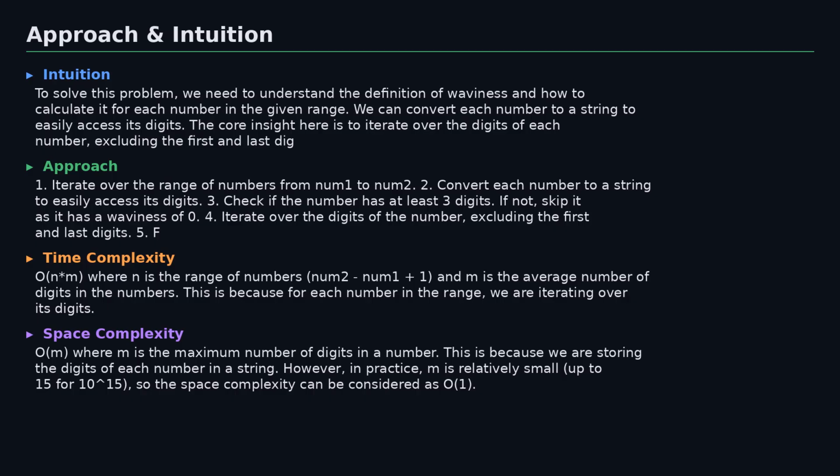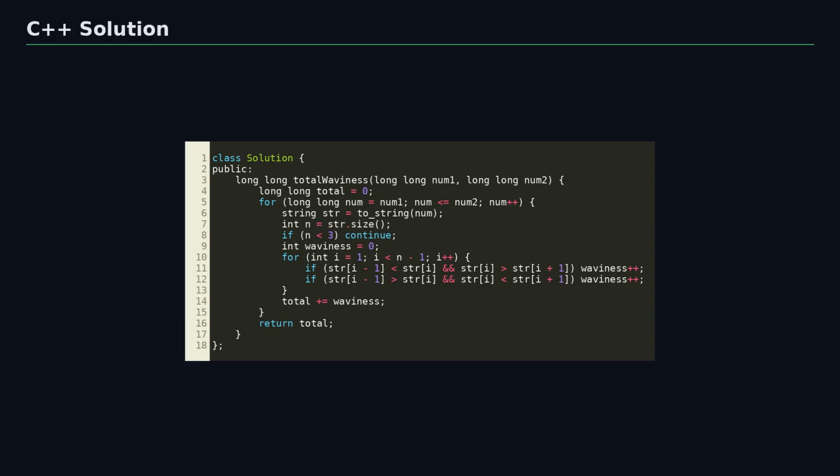Let's take a look at the C++ code that implements this solution. We define a class Solution with a method totalWaviness that takes two long arguments, num1 and num2. We initialize a variable total to store the total waviness. We then iterate over the range of numbers using a for loop. Inside the loop, we convert the current number to a string using the to_string function. We get the size of the string and store it in the variable n. If n is less than 3, we continue to the next iteration.